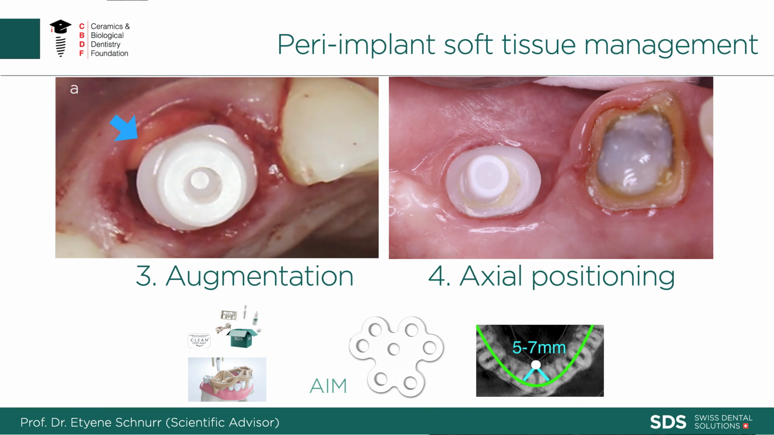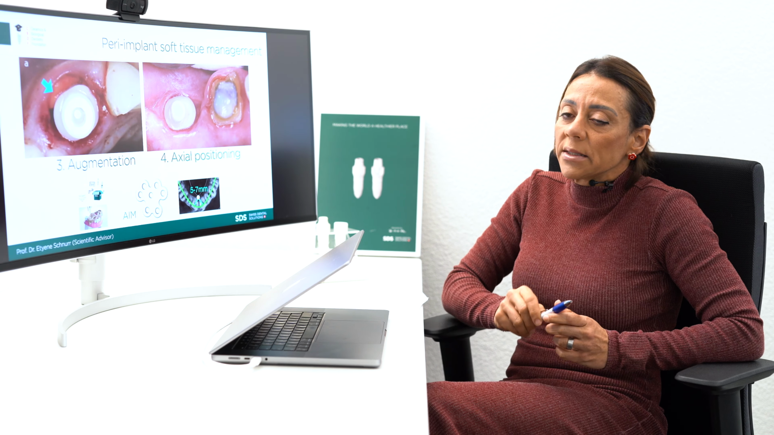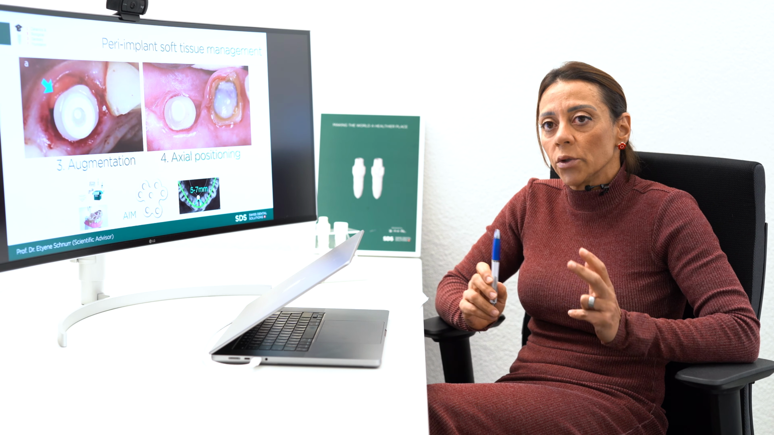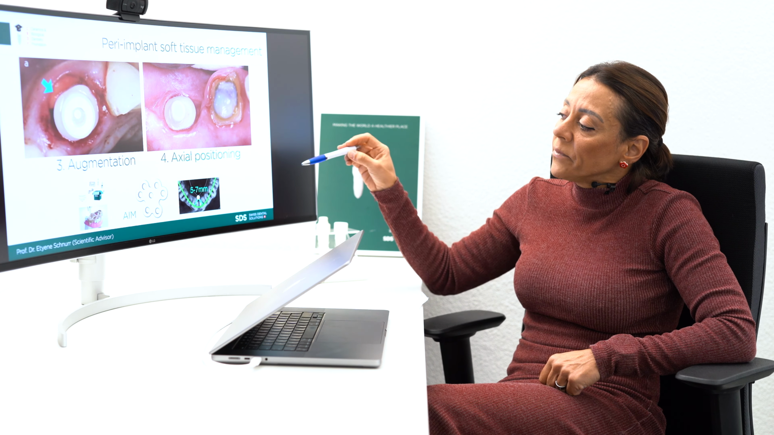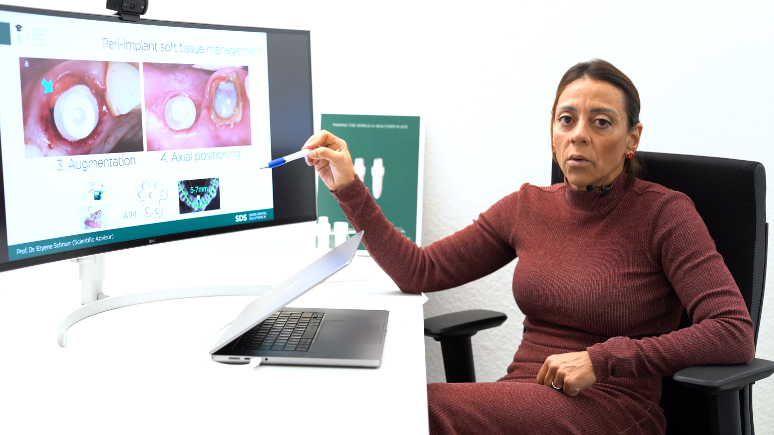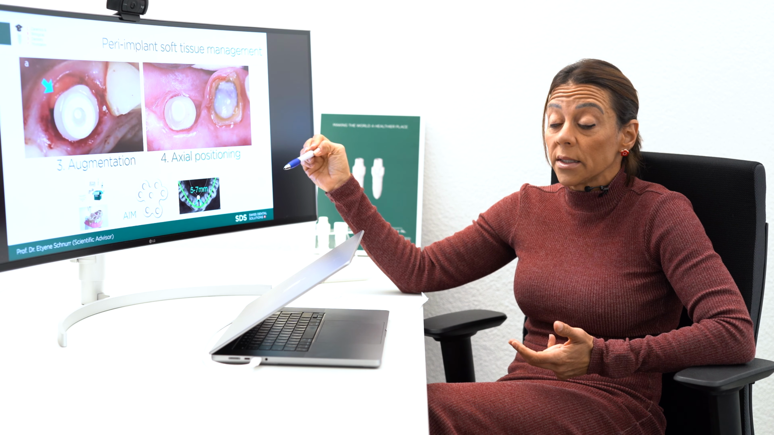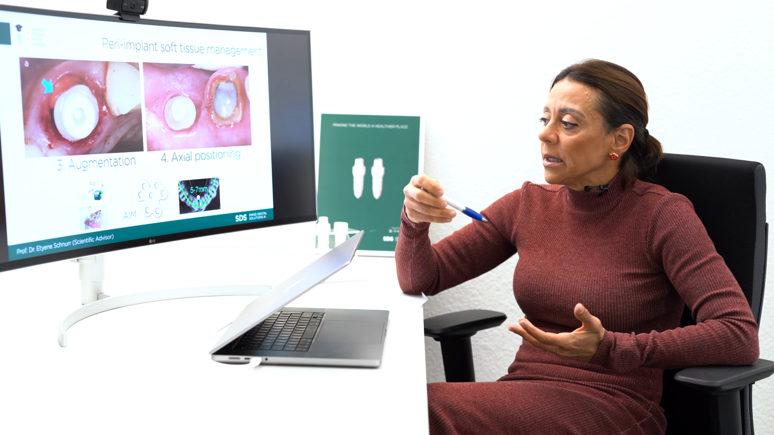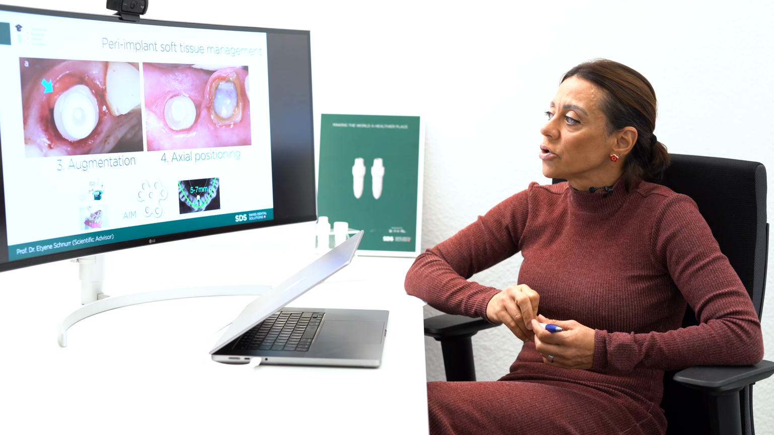Number 4, axial position of the implants. The horizontal distance between implants and tooth must respect a minimum of 2 millimeters, or 3 millimeters in between implants, for anterior maxilla. And with the advancement of digital implantology, the risks are reduced, as we can plan implant position and parallelism. Here an example of SDS box, as well as the AIM-guided surgery.